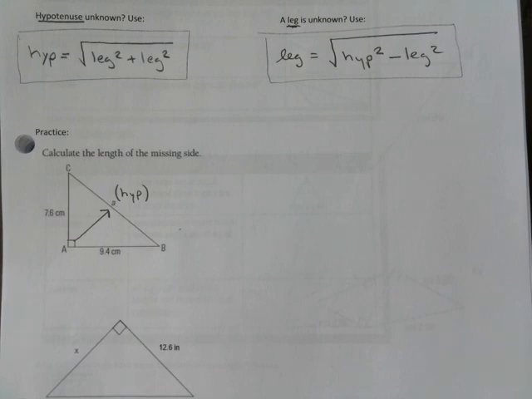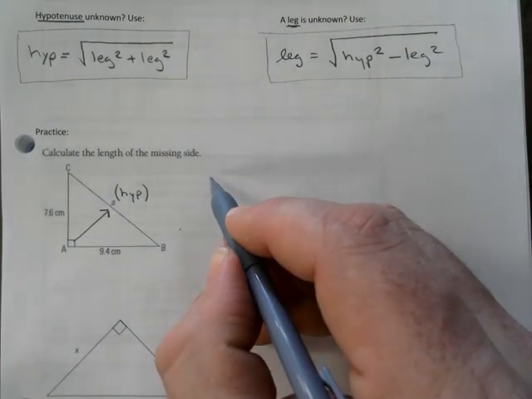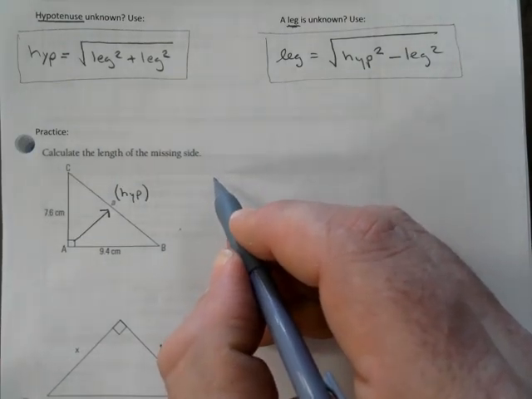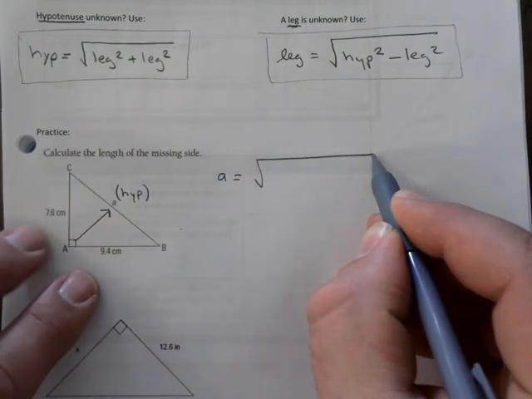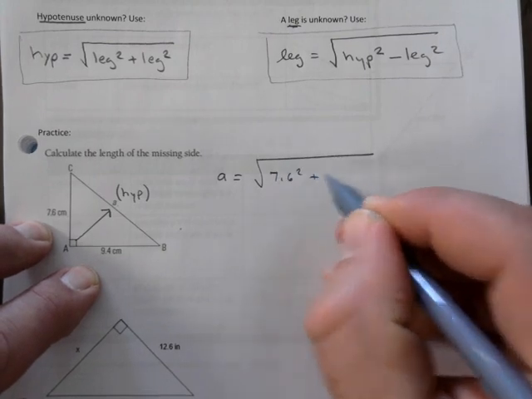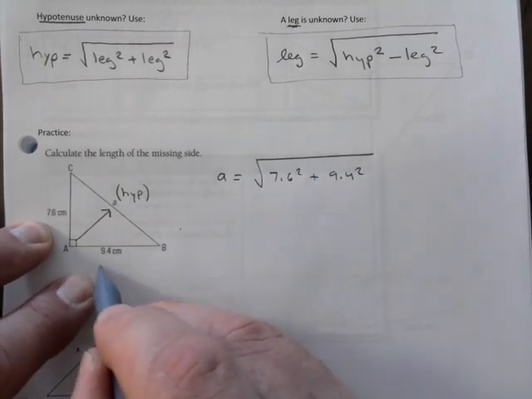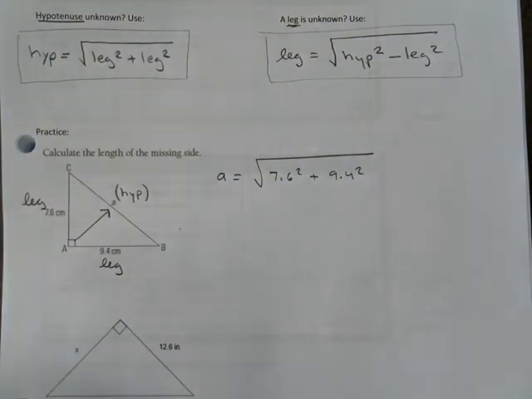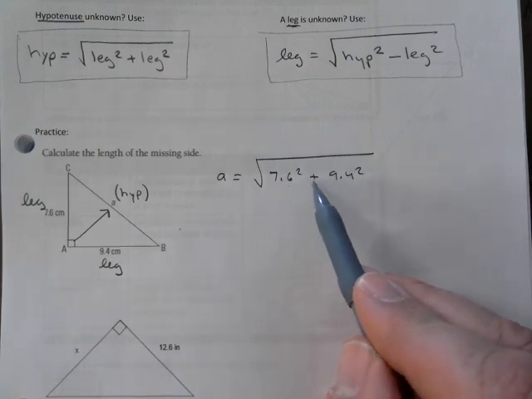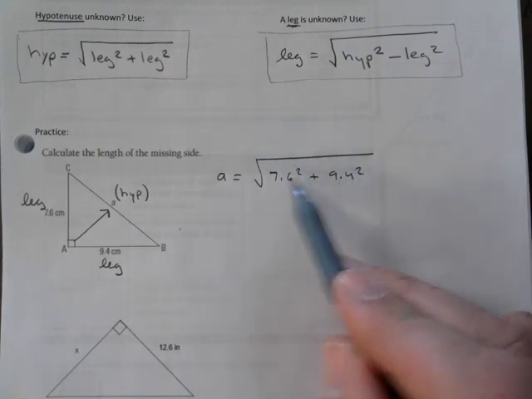Okay. Therefore, watch what I'm doing here. The hypotenuse is equal to square root of 7.6 squared plus 9.4 squared. This is leg and this is leg. Right? Those are my 2 legs because I identified the hypotenuse, right? And the hypotenuse is unknown here. So I go leg plus leg, square them, then add.